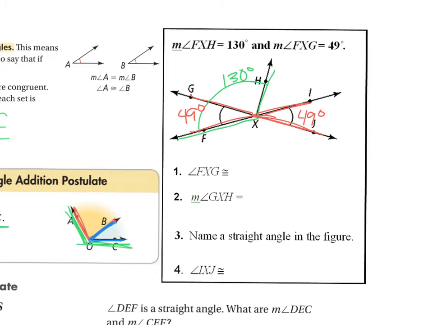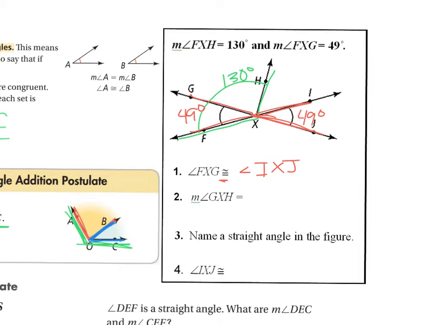Okay, so the first problem is wanting us to find the angle FXG. They give us that. Oh, sorry, it's congruent to. So which one is that congruent to? Well, I just told you. It's congruent to angle IXJ.